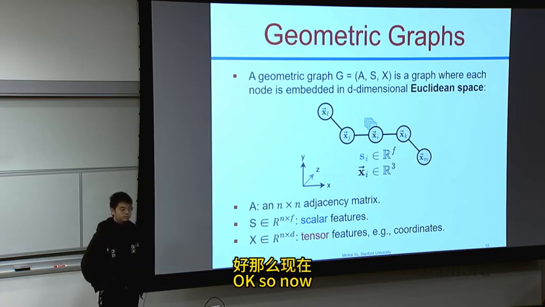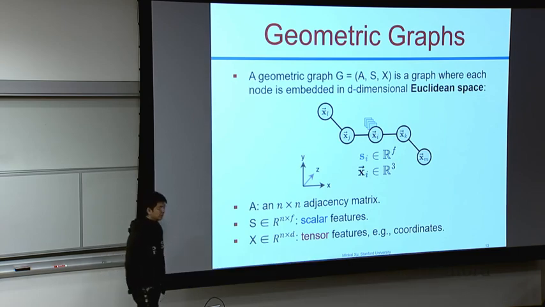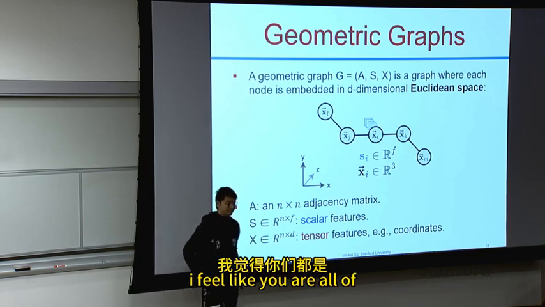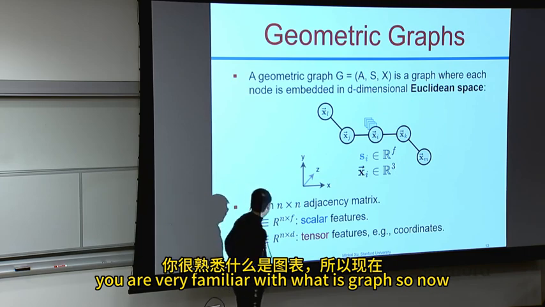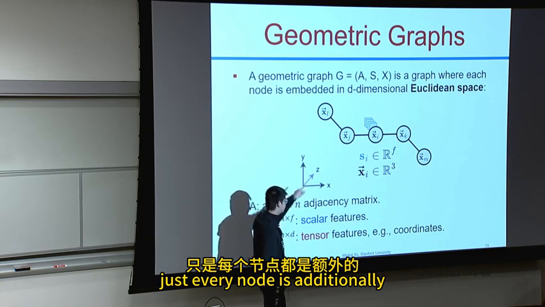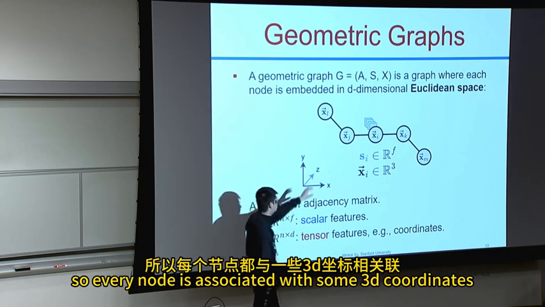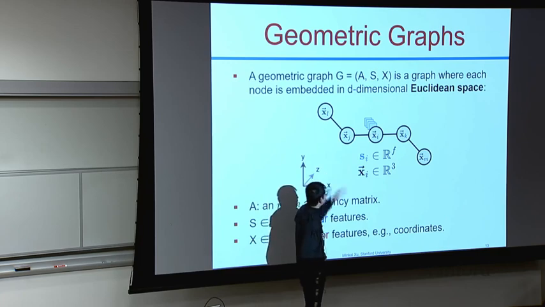Okay, so now we can formally define what is a geometric graph. From your last feedback, I feel like all of you are very familiar with what a graph is. So now I can just say, in addition to a typical graph, what's new is that every node is additionally embedded in our Euclidean space. So every node is associated with some 3D coordinates.